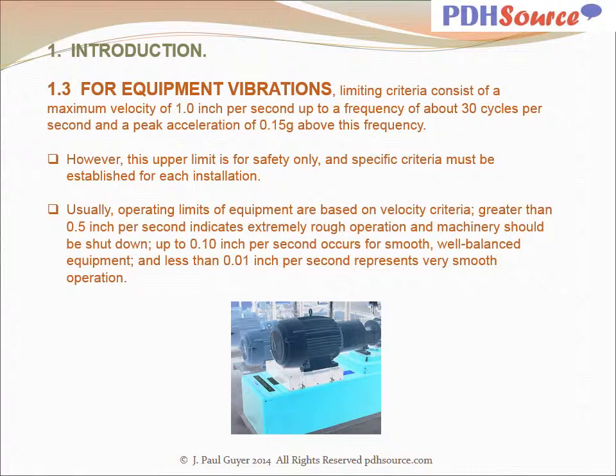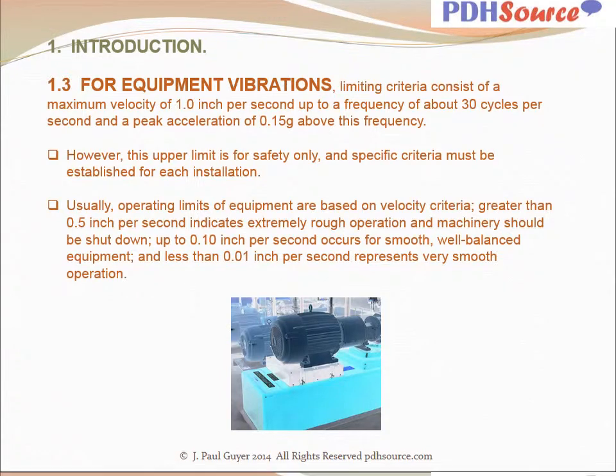Greater than 0.5 inches per second indicates extremely rough operation and machinery should be shut down. Up to 0.10 inches per second occurs for smooth, well-balanced equipment, and less than 0.01 inches per second represents very smooth operation.